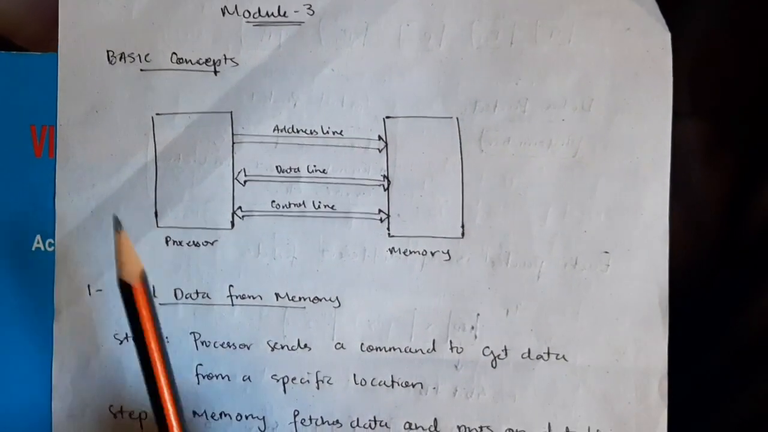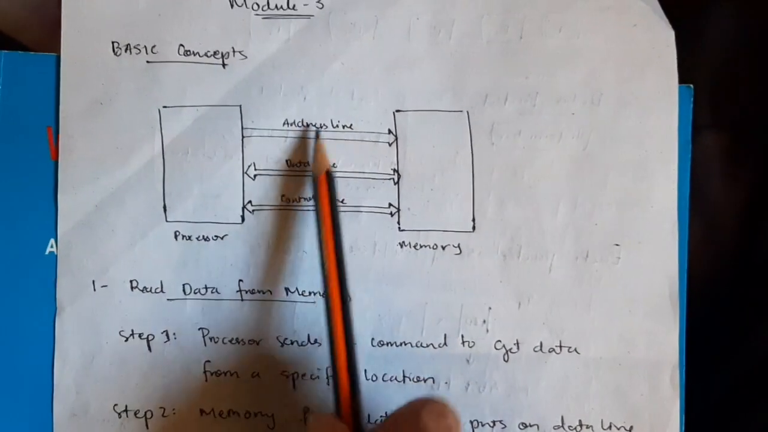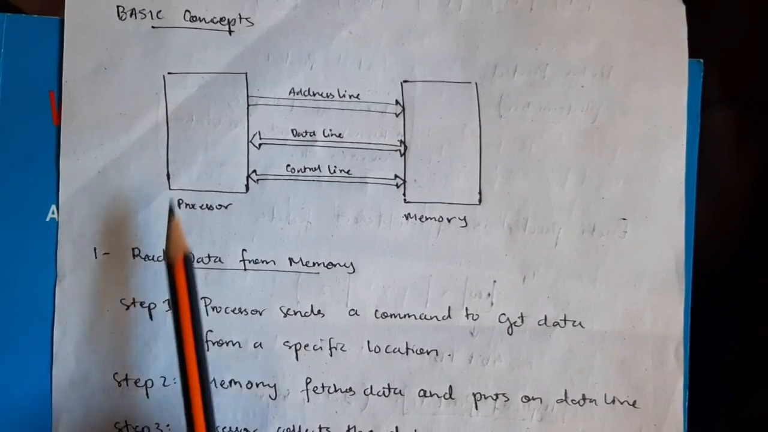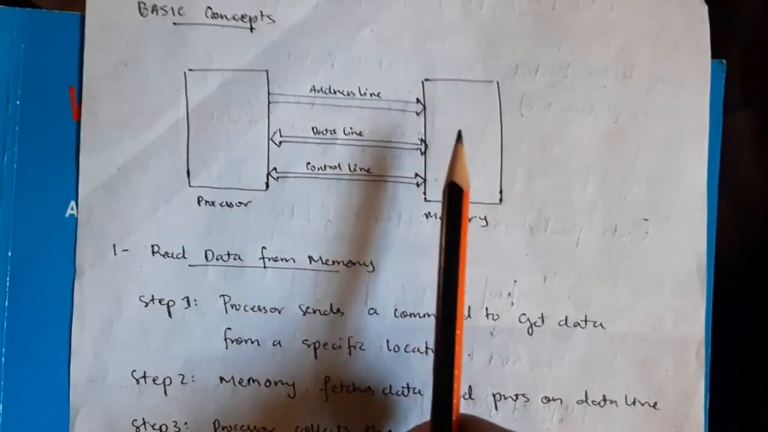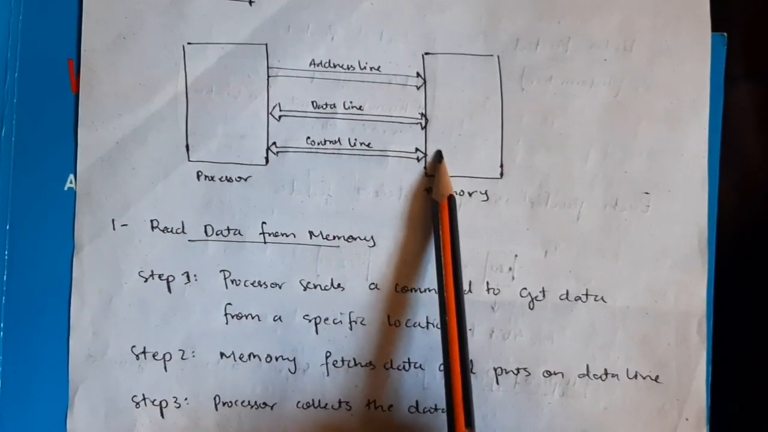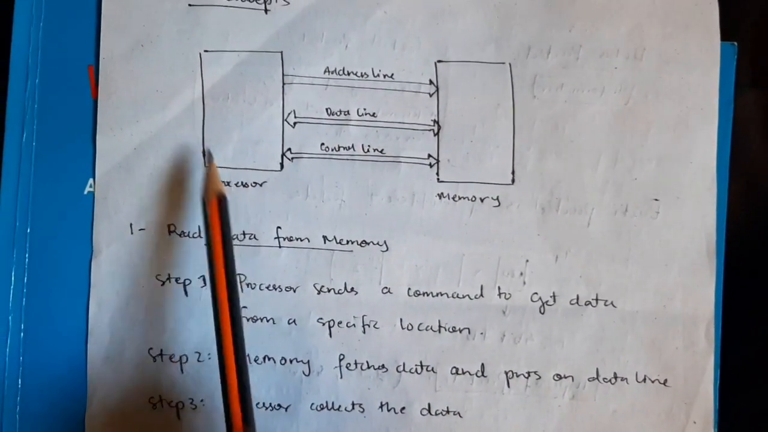In module 3, you have to know what are the processor and the memory and the lines which connect both of these. These are the address, data and control line. Now what are these used for? Suppose the processor wants to read some data from the memory, it will send in the control line a command that it needs to read the data, and the memory fetches that data and puts it in the data line, and the processor reads this data.